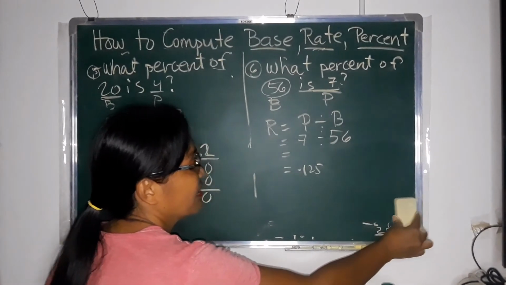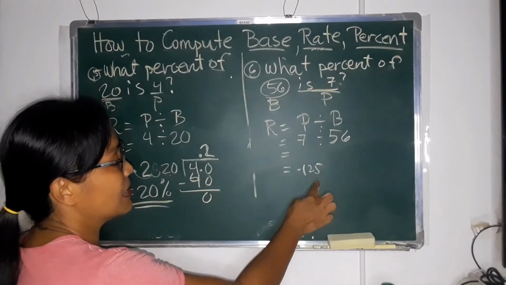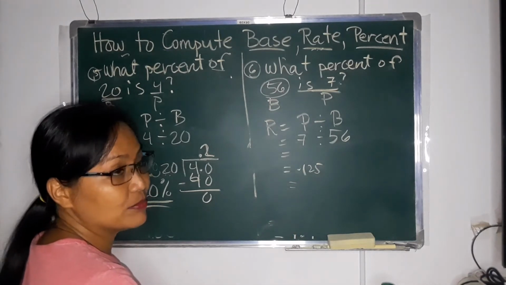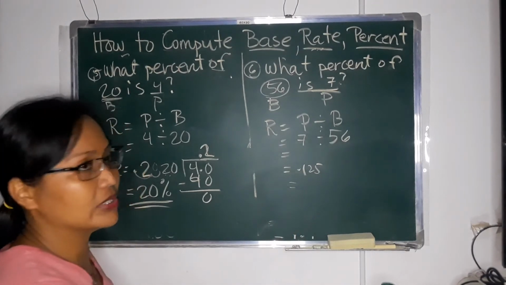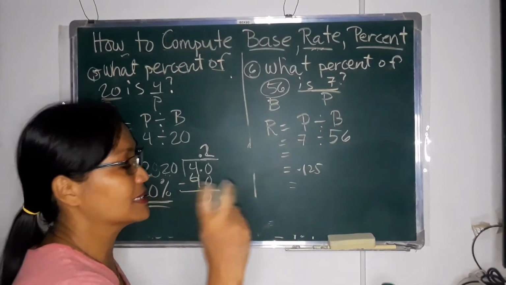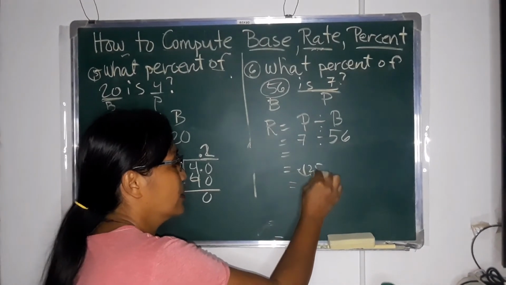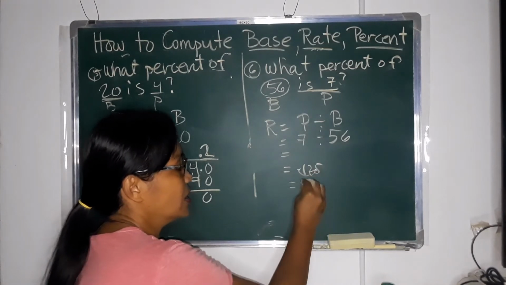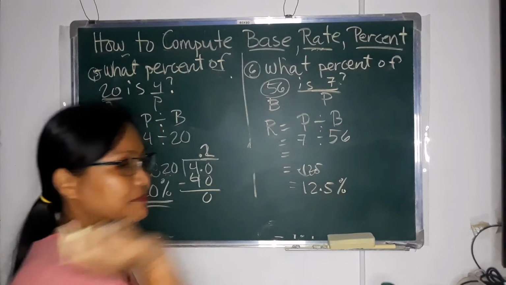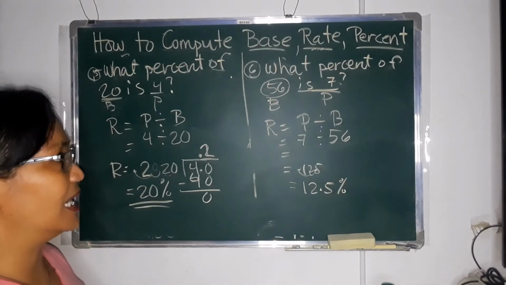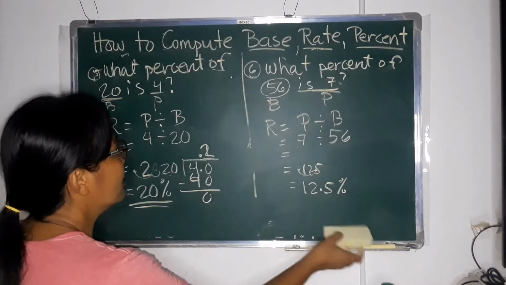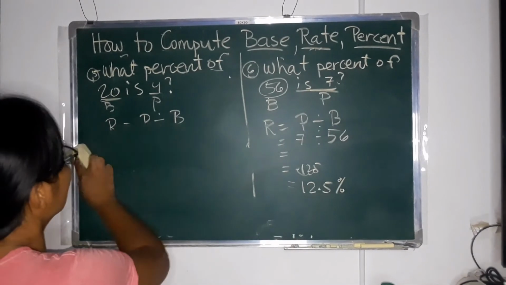Okay, since decimal pa rin ang sagot natin, kailangan muna natin i-convert ito into percent. So, decimal to percent, you just need to move the decimal to the right twice. Dalawang beses. 1, 2. So, andyan na siya. Therefore, we have 12.5%. Okay, so ganyan lang ang pagkuha ng rate. Now, let's move to another example.